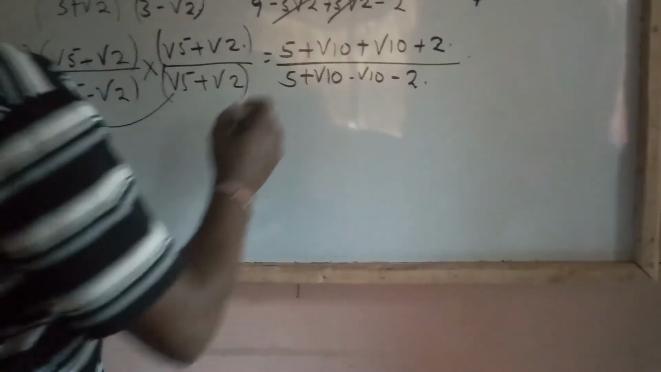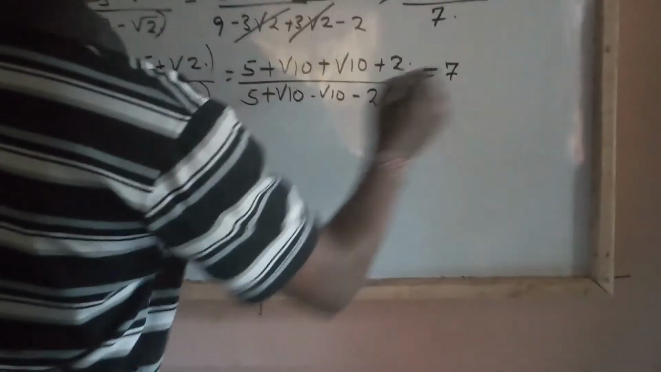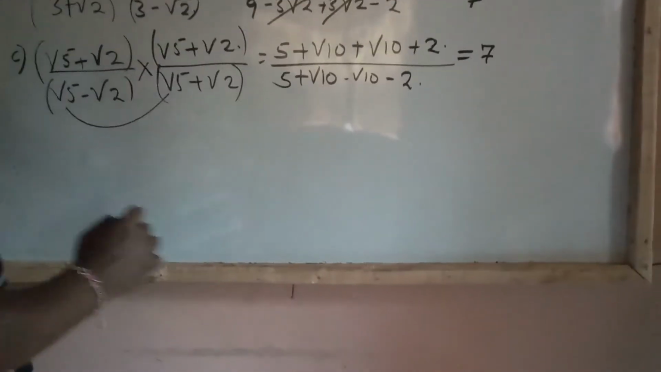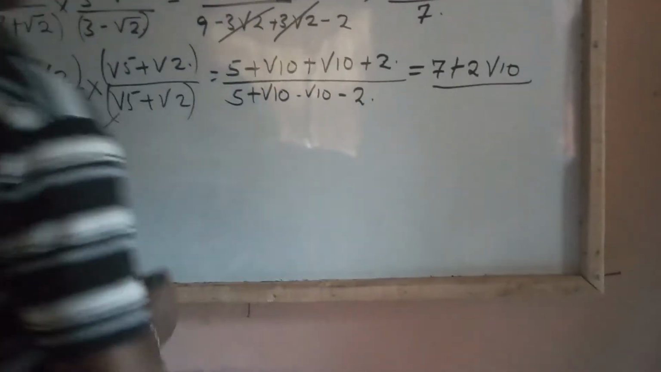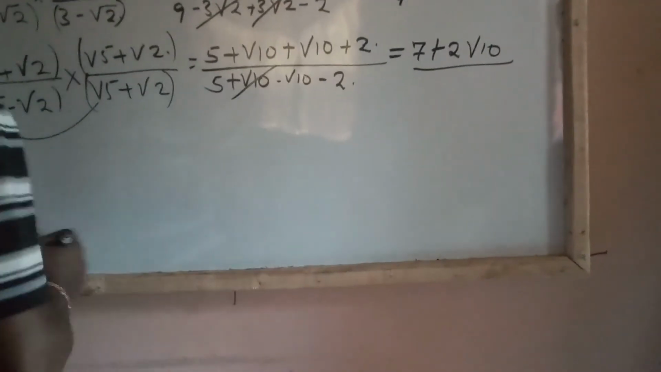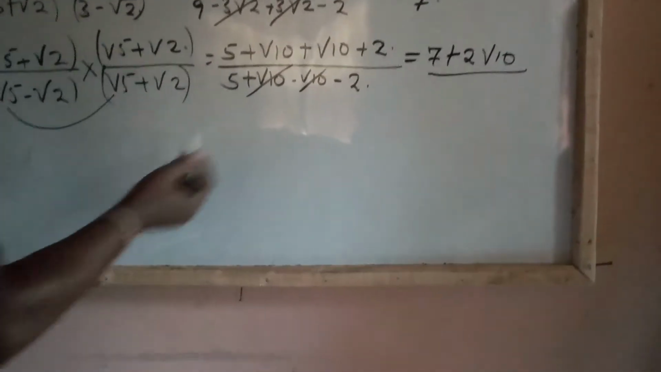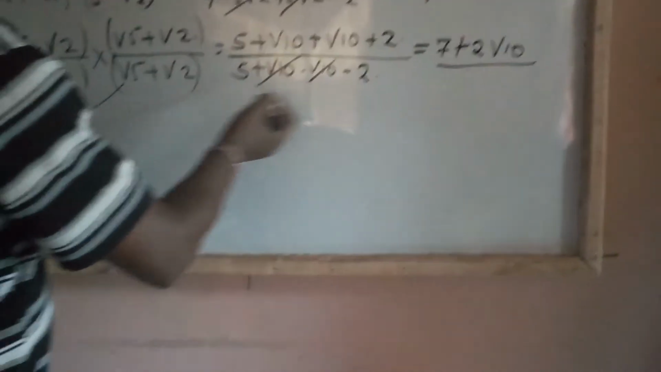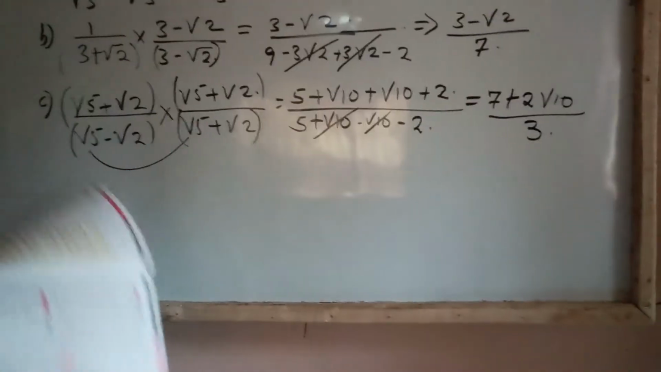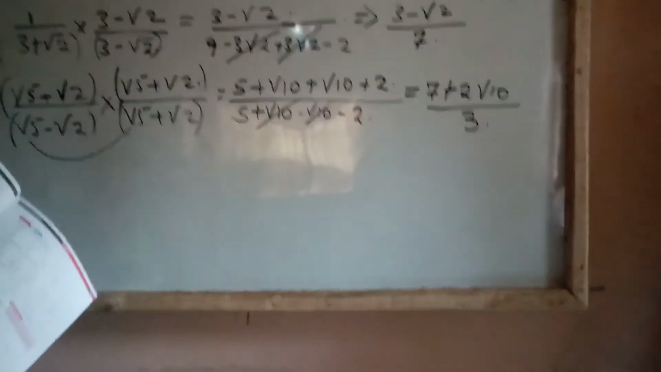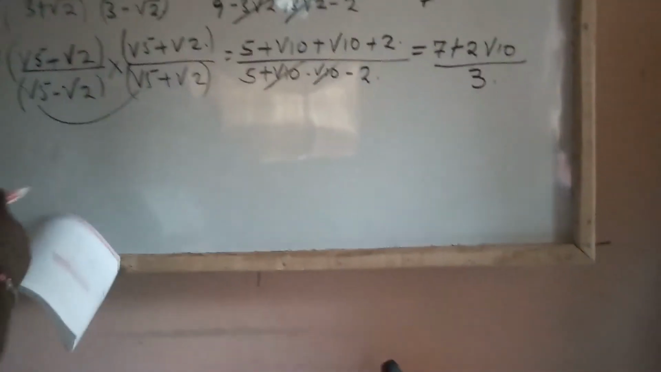So let's find out what is at the numerator. 5 plus 2 is 7. Root 10 plus root 10 is 2 root 10. All over, 5 minus 2 is 3, because root 10 minus root 10 is 0. And that is the final submission as far as part C is concerned: 7 plus 2 root 10 all over the whole number 3.